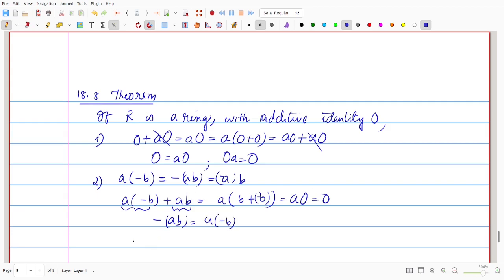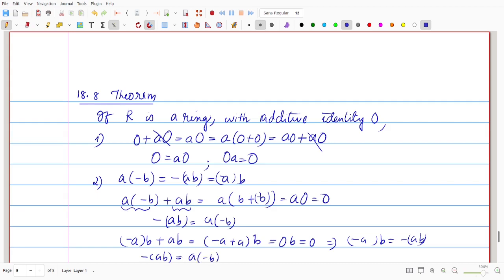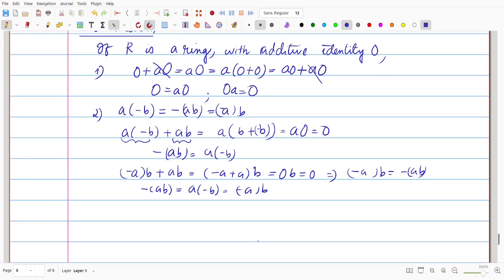In a similar fashion, you can easily prove that minus a times b, when you operate this with ab again, using the right distributive law, this is (minus a plus a) times b. This is 0 times b, obviously that is 0. From this you can say that minus a times b is also an additive inverse of ab. But we know that the additive inverse of ab is unique in a group. Therefore you can write minus ab simultaneously equal to a times minus b and minus a times b. So this proves the second statement of the theorem.